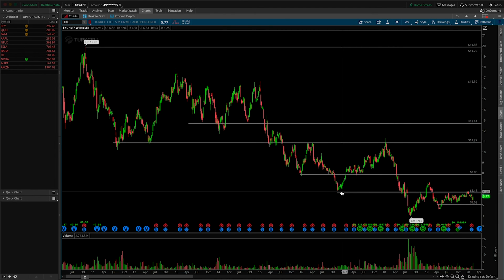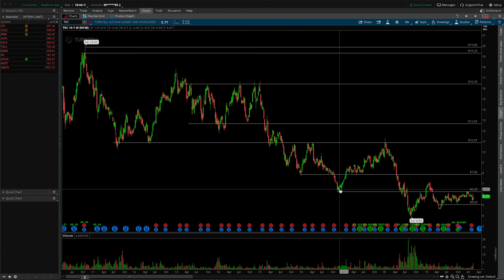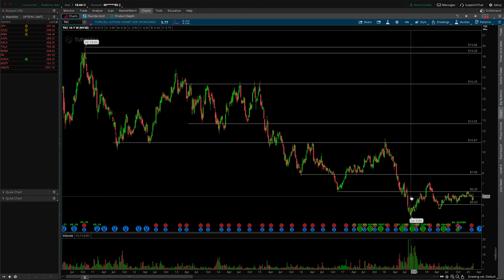And then our next area of support, we adjusted it up slightly to encompass this area a little bit more. You can see it bounced from here. Prices sort of got caught up and consolidated around that level here. When prices broke down below it, it then turned into resistance here and here, so that is a good level to have as well.